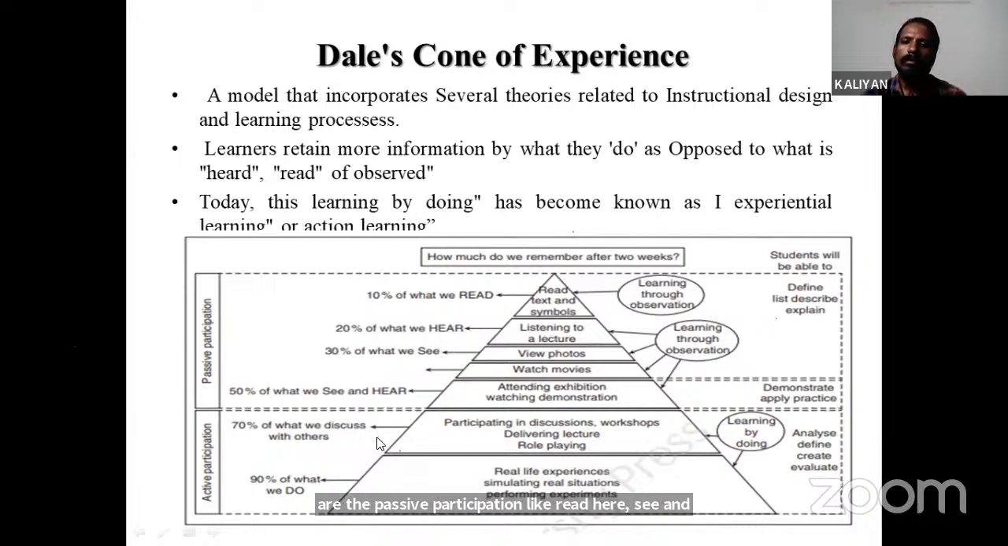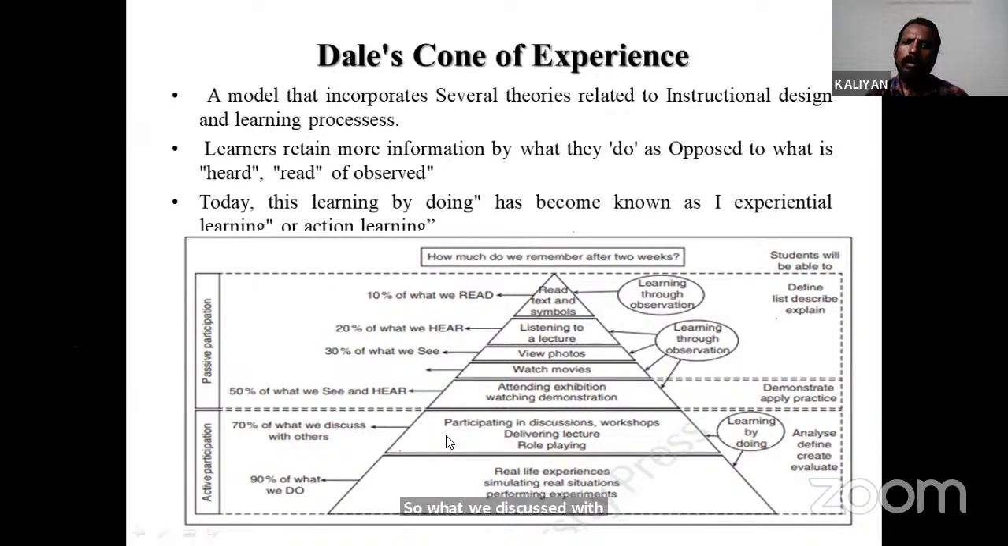And active participation is more important, like the participant learner participates in the discussion, workshop, delivering lectures or role playing. From that, 70% we will understand. So what we discuss with others, we can understand around 70%.